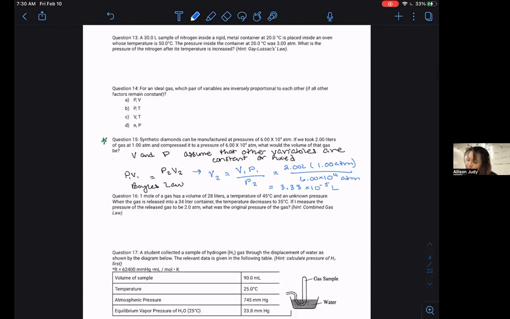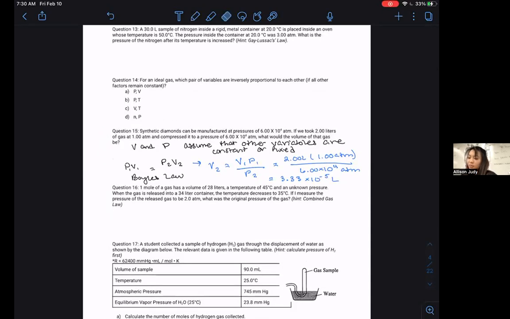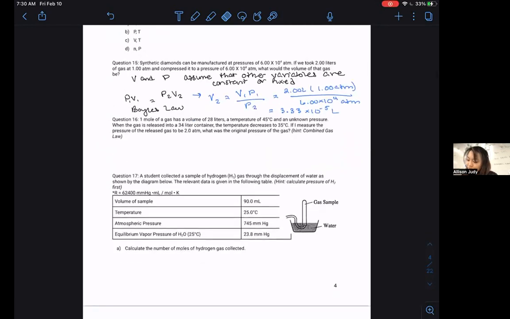All right. So pretty simple. It's just a manipulation of the ideal gas law. And instead of having a static state, we turn it into a dynamic initial versus final state. And we isolate the variables that are changing. And we assume all other variables are held constant or fixed unless told otherwise.